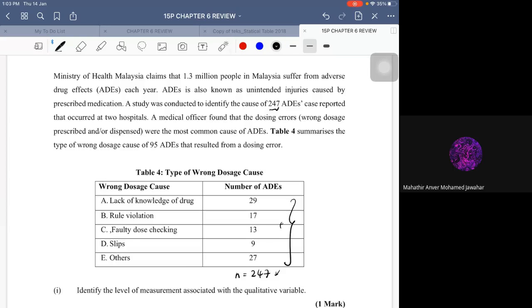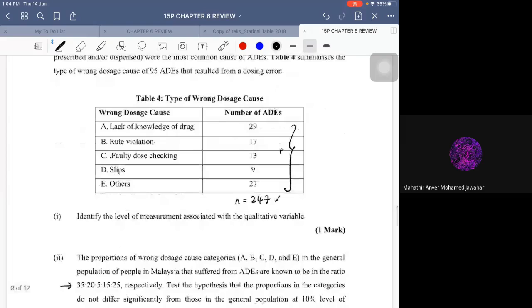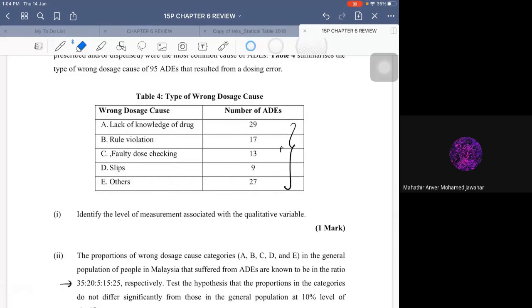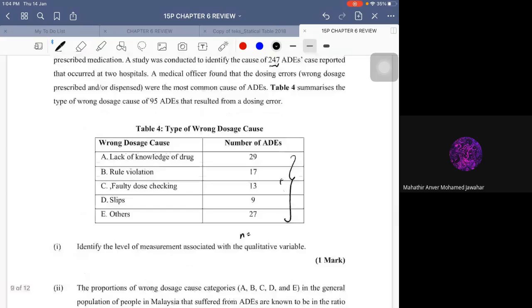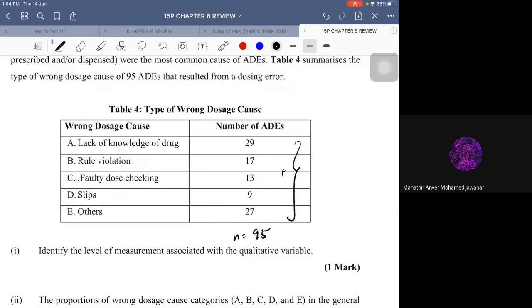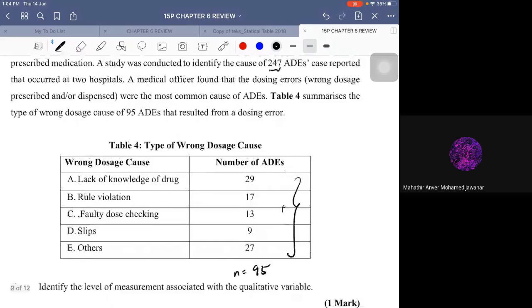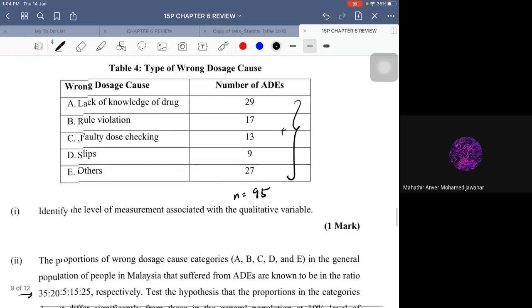A medical officer found that dosing errors, wrong dosage prescribed or dispensed, were the most common cause of ADEs. Table 4 summarizes the type of wrong dosage caused by 95 ADEs that resulted from a dosing error. So basically, 247 is not it. For this case, our n is going to equal 95. Can somebody total this out for me and verify that n is equal to 95? Yes, correct. So n is going to equal 95.